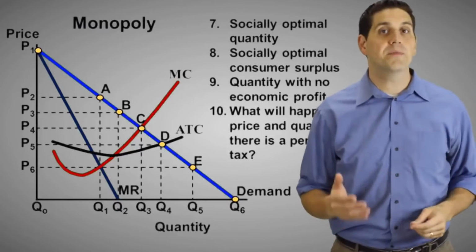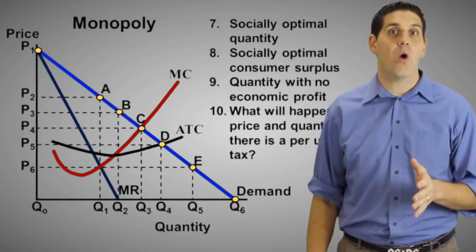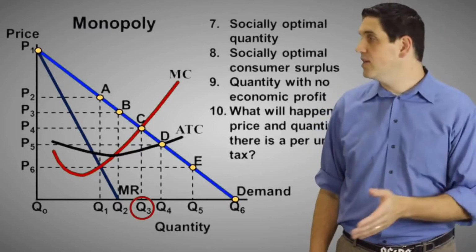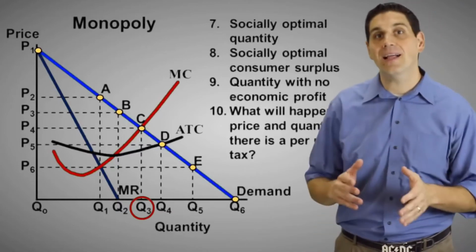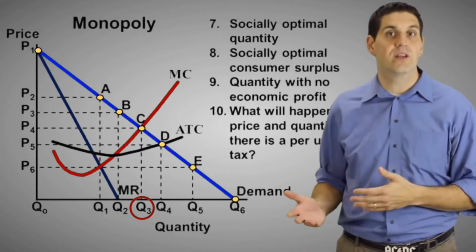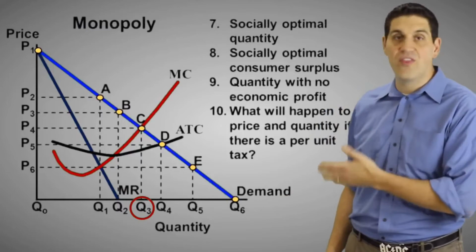The socially optimal quantity, or the allocatively efficient quantity, is right there at Q3. This is a place where the price, what people are willing to pay, exactly equals the additional cost of producing those units. So society is saying, we want this many units.